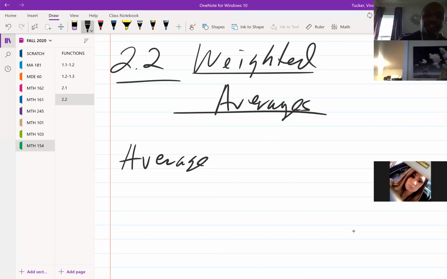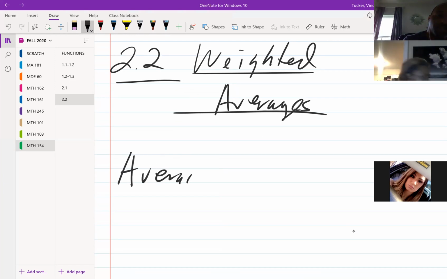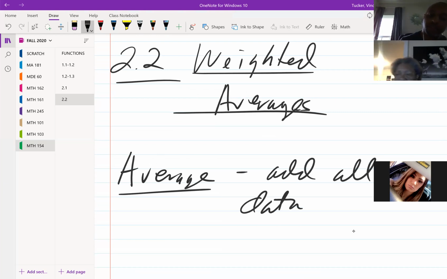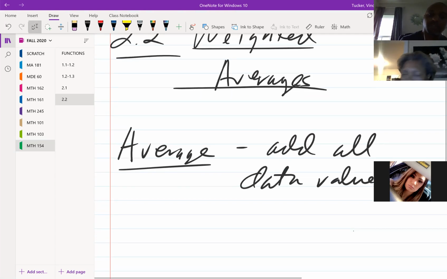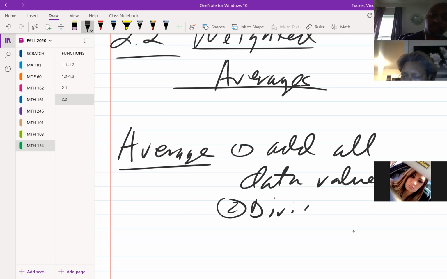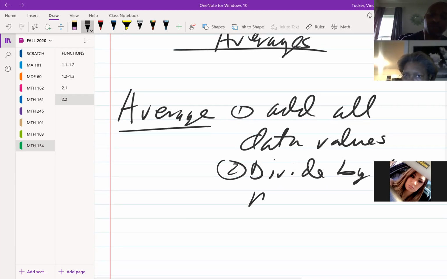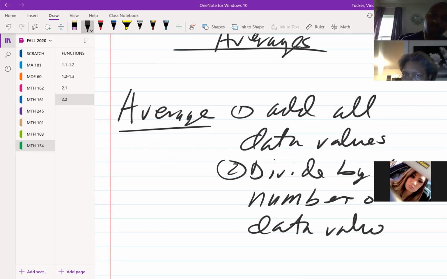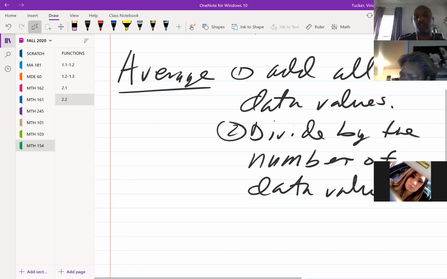So if you want to take your average, just a regular average, let me write that better. You add all data values. Then you divide. So if you're just talking about taking your average in a regular way, you're going to add up all your data values, divide by the number of data values.